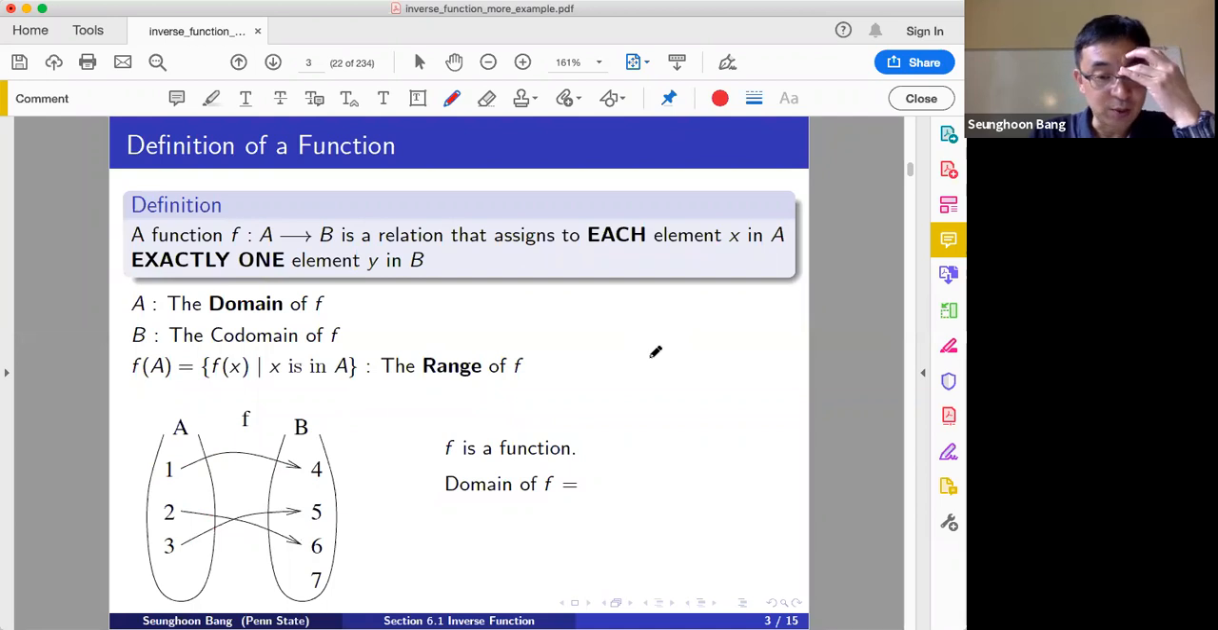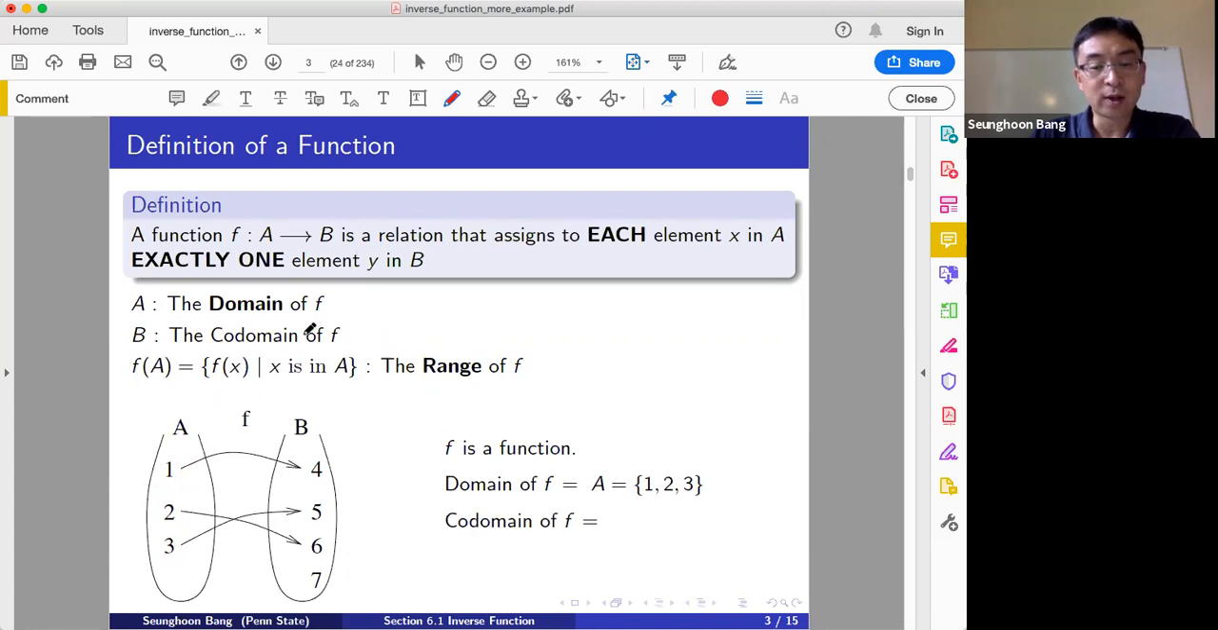Could you write your answer on the chatting board? What is the domain of f? Do you know what the domain of f is? Is it 1, 2, 3? Yes, this is exactly 1, 2, 3. This is the whole A. So exactly A: 1, 2, 3.